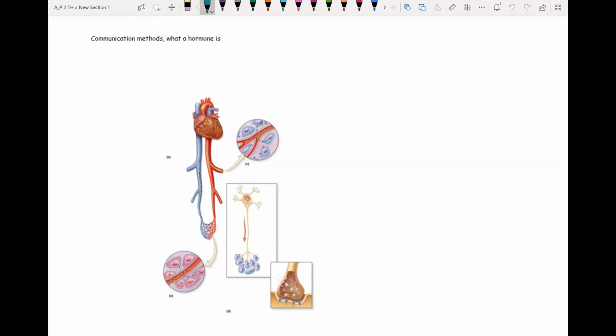Last semester, you learned about the nervous system and how that's a form of communication with body parts. Now we're going to look at a second one, the endocrine system. So you need to be able to have communication between body parts. So you have two methods of communicating between body parts.